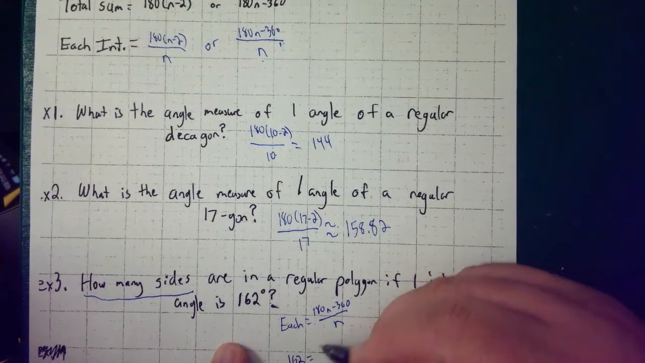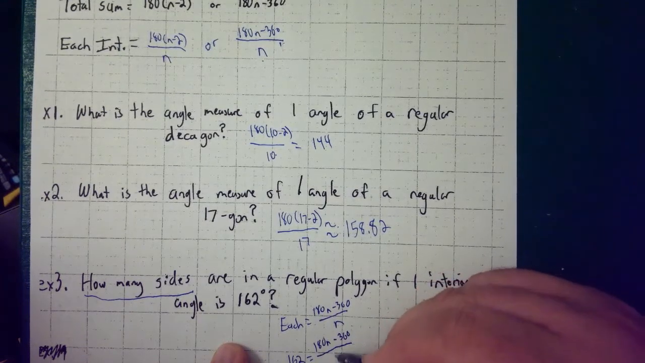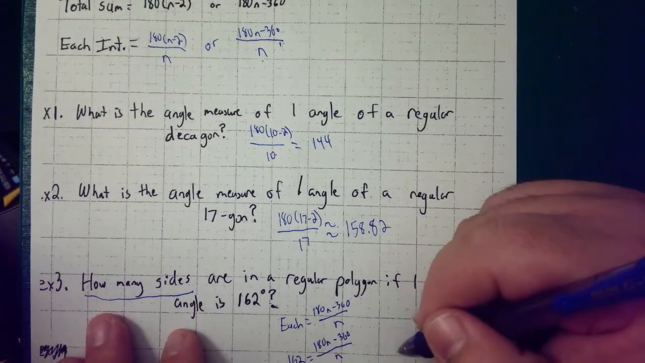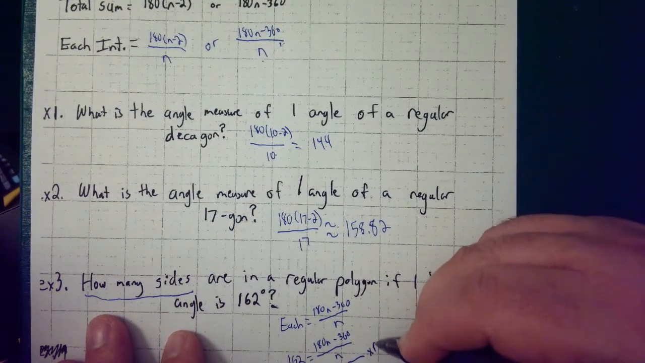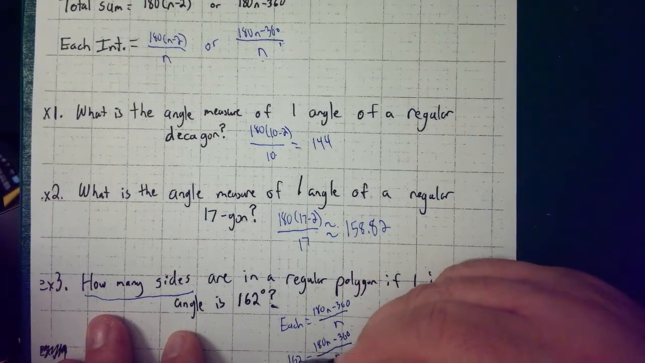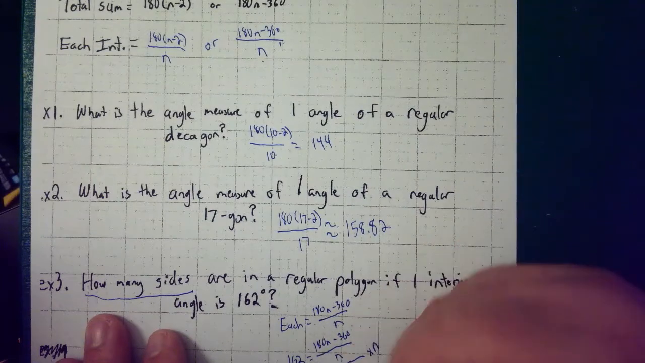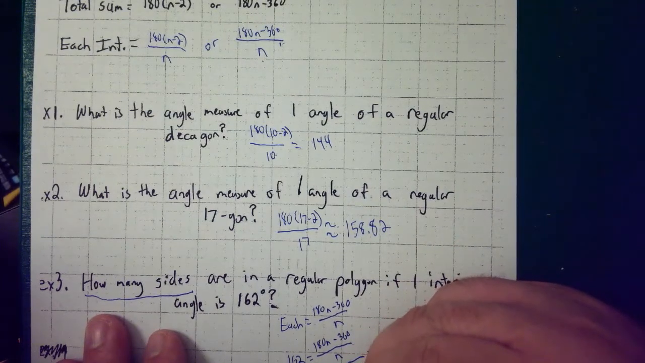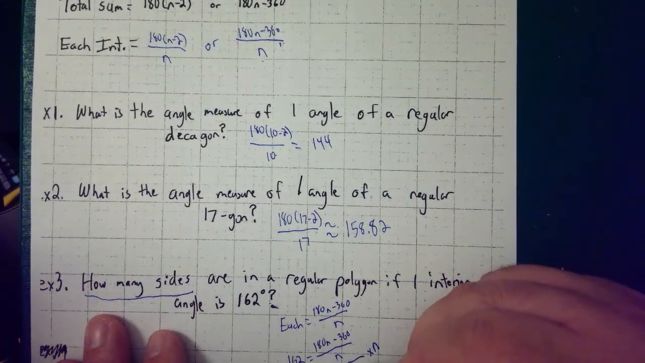We're looking for n. Here is how you find it every time. The first 2 steps are always exactly the same. You ready? The first step is you multiply both sides by n. And what that does is it moves this n over there. That's pretty much all it does. Every time, you're going to take this n and put it over there. So we're going to have 162n equals 180n minus 360.